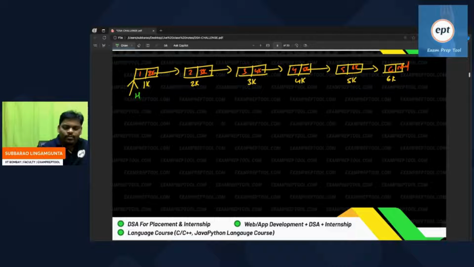Take one more variable. Current node is equal to head node. Next one, before current node, assume null. Before current node, assume that that is also null. So I took three variables. One is the current node, one is before current node, which is null. Just I took three variables.